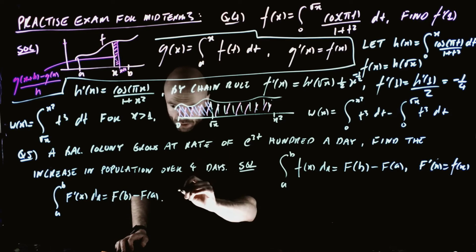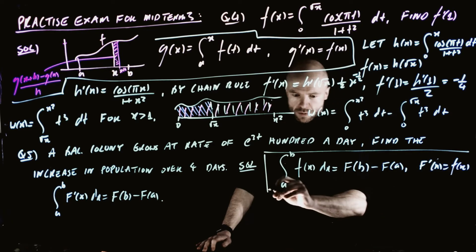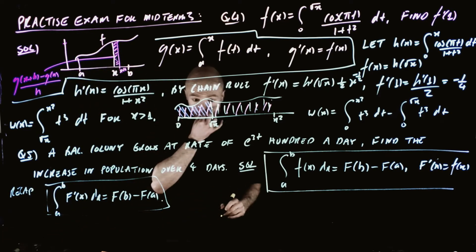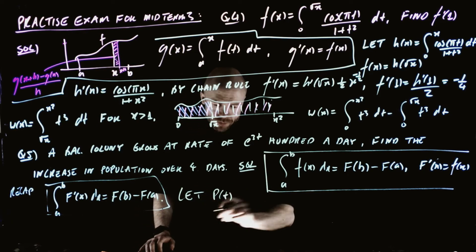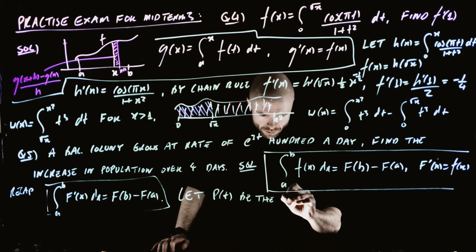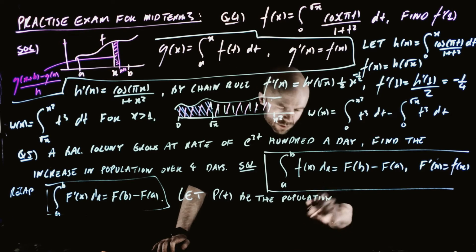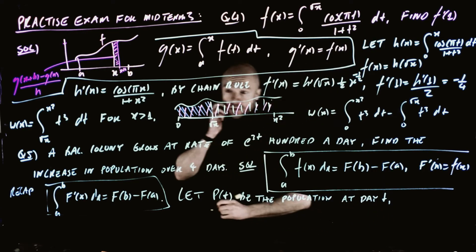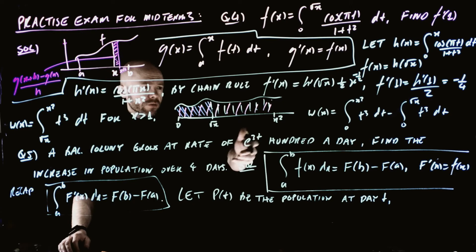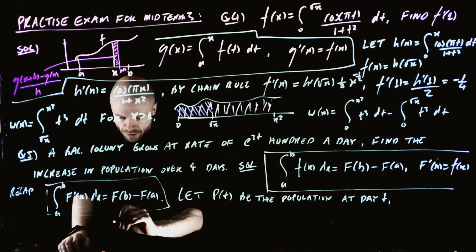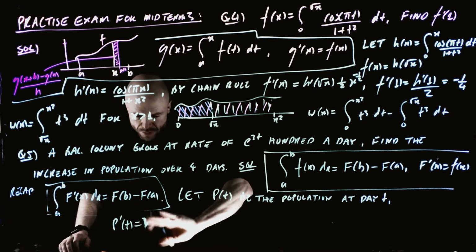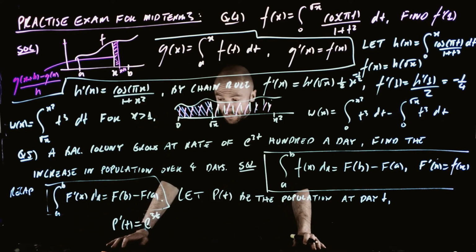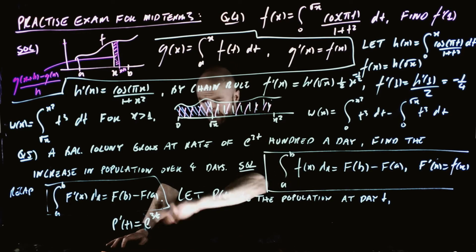So say this is a recap. Recap: let P of t be the population at day t. And the information we're given is that it grows at a rate of e to the 3t over 100 per day. So I'll write that like this. Oops, e to the 3t. So it's growing exponentially, which is actually what it will do. Well, it's actually growing fast and exponentially since the derivative is this. Nevertheless, we have this rate of change, yeah?